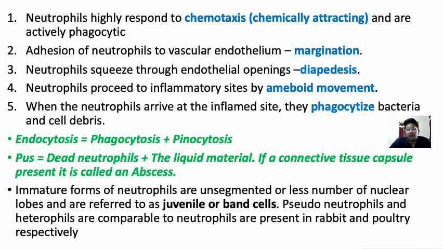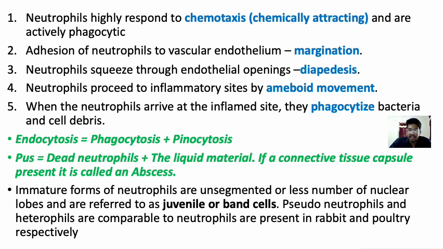Next, let's see how these neutrophils can attack the invading organism or pathogen by the five properties of the neutrophils. First property, they have chemotaxis, the chemically attracting property. It means that the neutrophils can release chemical substances by themselves and they can also get attracted to some chemical substances, and they can easily respond to them.